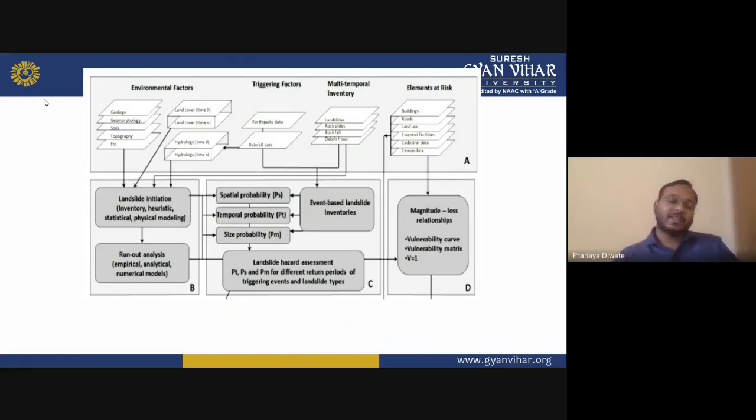If a sudden earthquake happens, a landslide will happen there. If there is a sudden rainfall or a sudden earthquake in any area, you can have a landslide. Multi-temporal data covers the landslide, rock, and the elements at risk. Then after landslide initiation, you have spatial probability calculation. At the last, you need to do magnitude and the vulnerability curve.